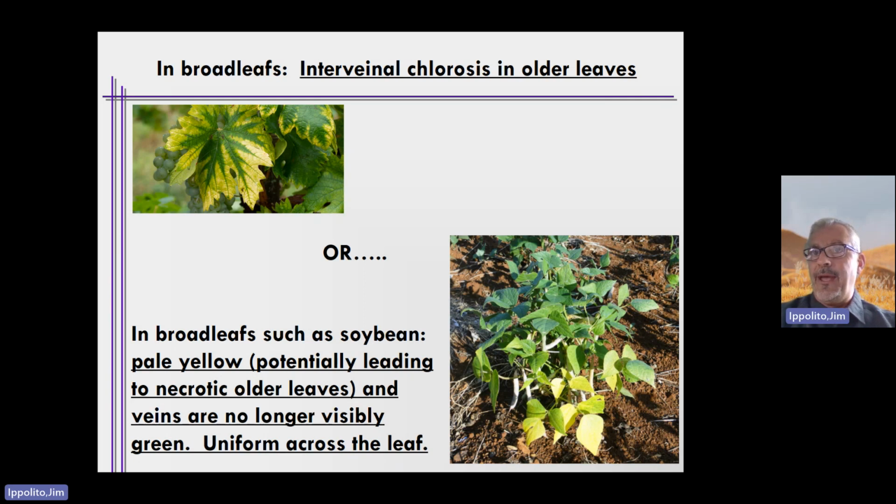Sometimes you just see pale color, all right? And this happens often with soybean. You see a pale yellow color, and sometimes it leads to necrotic symptoms in older leaves. And the veins are just washed out. They're just no longer visible anymore. And it's uniform across the entire leaf in older leaves. And this is a halfway decent picture of that in soybean.